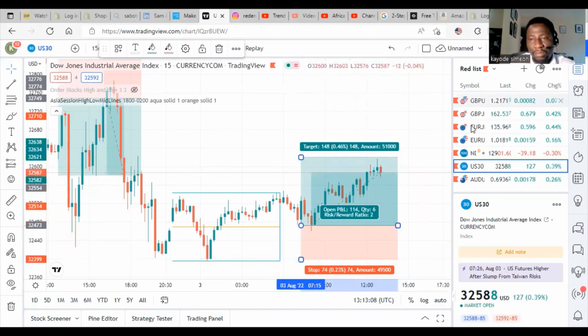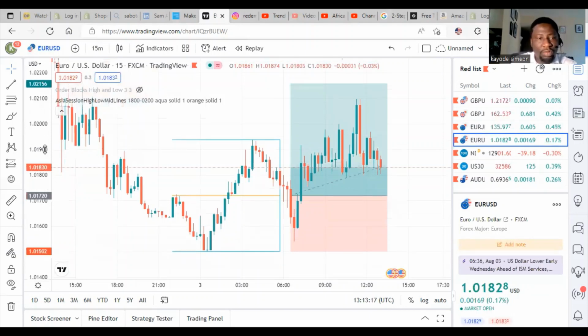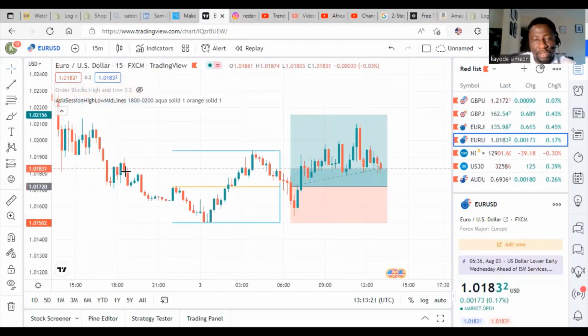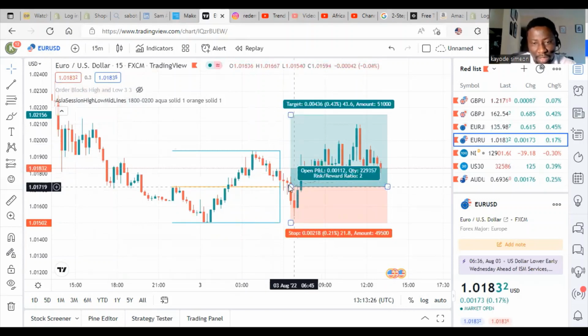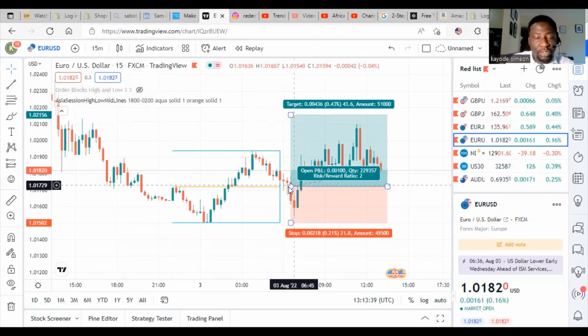I also traded Euro USD yesterday. That one is still running too. Euro USD, you see it. I got in the trade right here. If you don't understand how the trade works, you can see the previous video. I think that explains it a little bit. But in case you still have questions, you can always ask me or put it in the comment section below, and I will be ready to answer those questions.